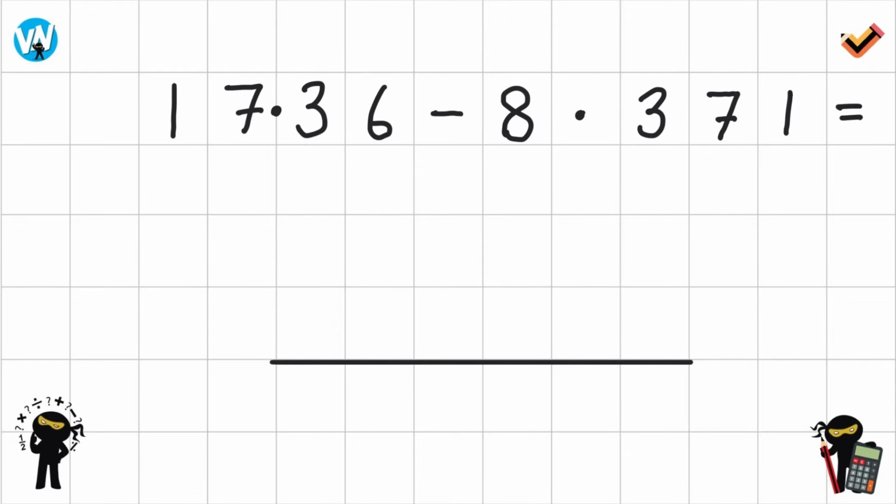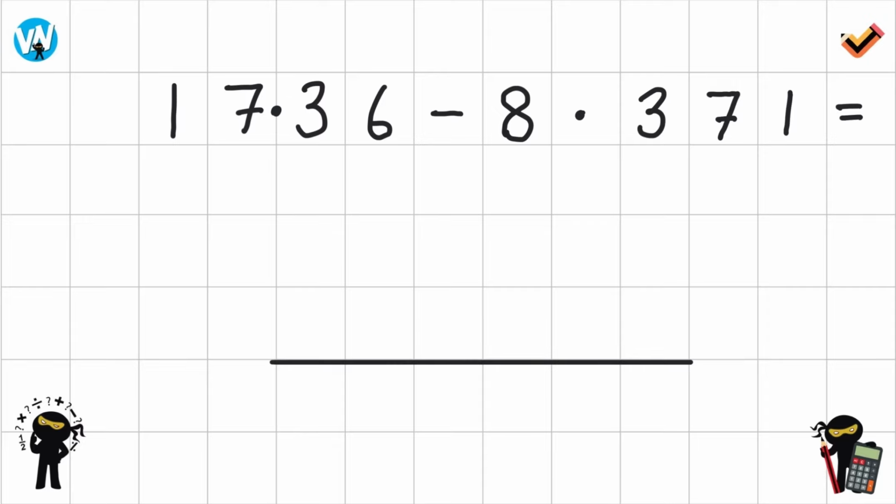Once again, we have another one. We've got 17.36 take away 8.371. So we've got three parts of the decimal here. We've got a tenth, hundredth, and a thousandth. Here, the problem is we've got a 1, and in this number, we've got a 1 and a 10. So there's a whole host of complicating factors.